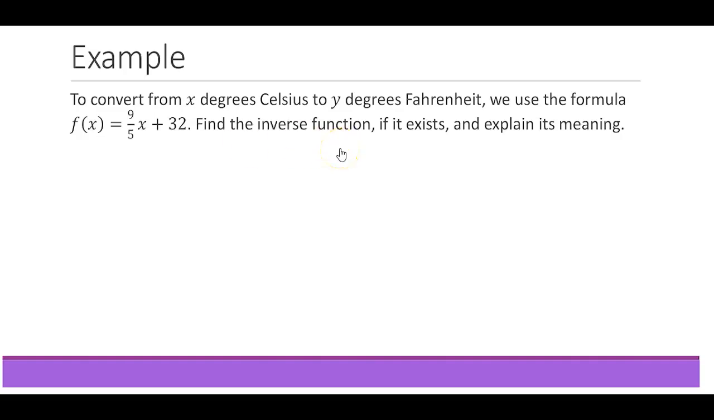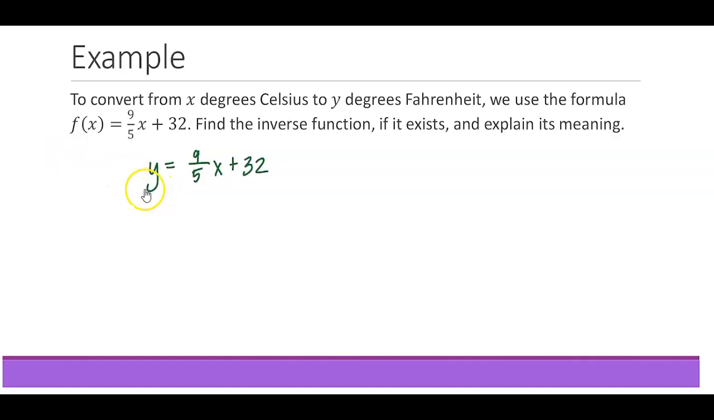So checking whether it's 1-to-1 is kind of like a step 0. We definitely want to make sure that we've convinced ourselves, either by actually drawing the graph or knowing about the graph of the function, that it is 1-to-1 before we proceed. So now that we know it is 1-to-1, I will move on to step 1, which is to let f of x equal y. So y is equal to 9 over 5 times x plus 32.